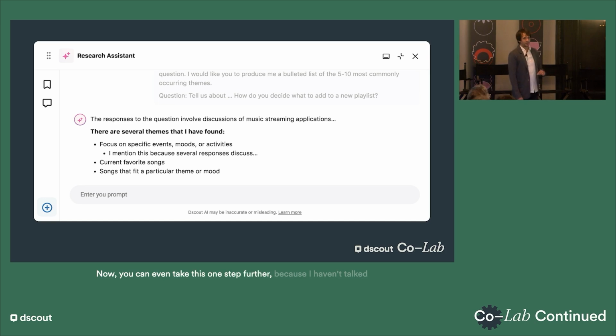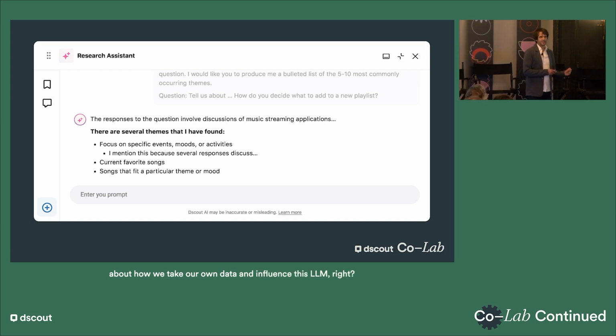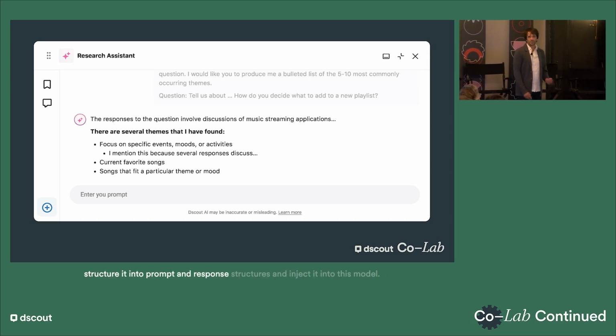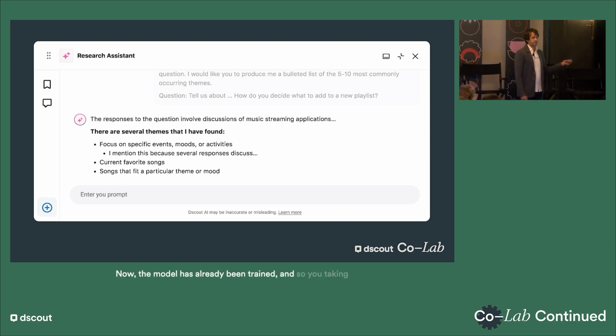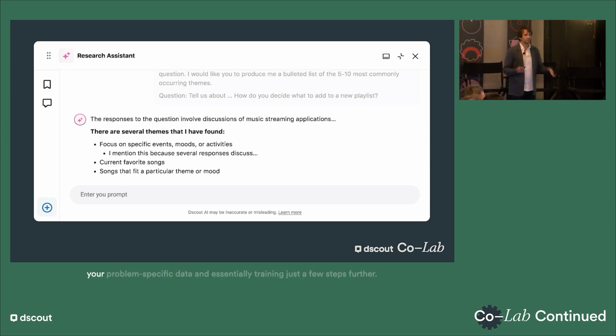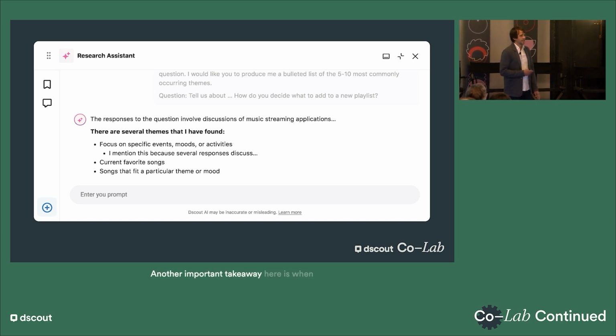you can even take this one step further, because I haven't talked about how we take our own data and influence this LLM, right? And so what you can do is you can take your data or your customer's data and structure it into prompt and response structures and inject it into this model. Now, the model has already been trained, and so you taking this data and injecting it in there is termed fine-tuning. And so I think we should differentiate the difference between training, which is the initial creation of the model, and fine-tuning, which is where you're taking your problem-specific data and essentially training just a few steps further, but they call that fine-tuning.